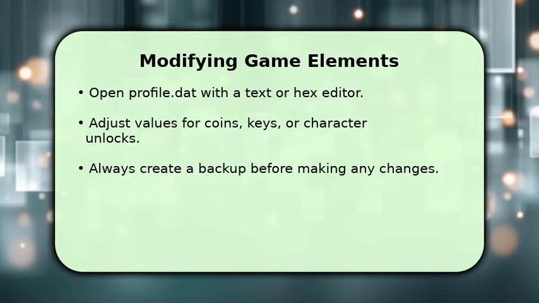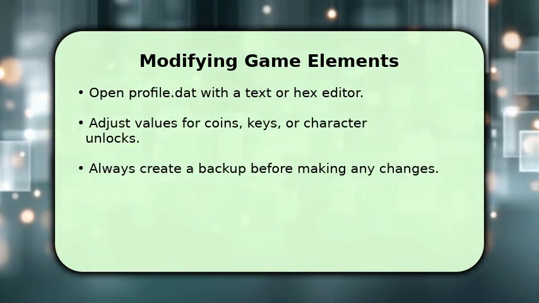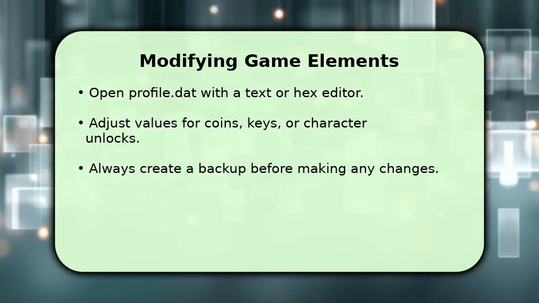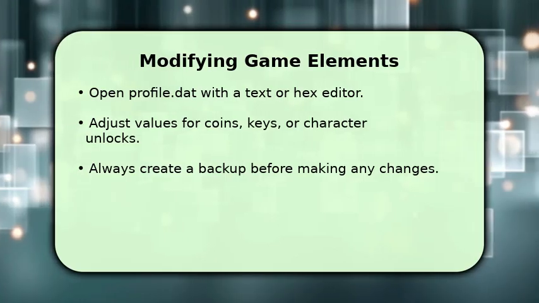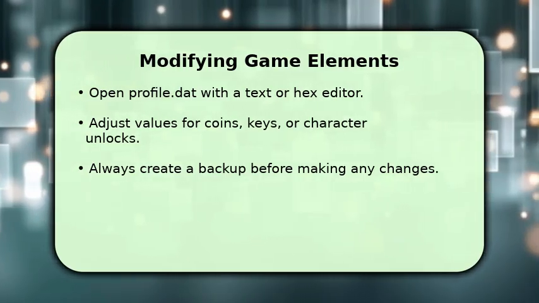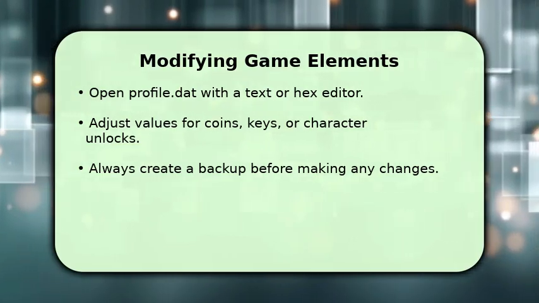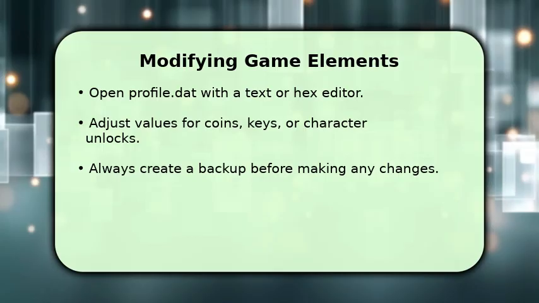Now, for modifying game elements, you'll typically look for files like profile.dat or similar within the Files folder. You might need a specific editor, like a text or hex editor, to open these. Here, you can potentially adjust values for things like your coin count or the number of keys you possess.